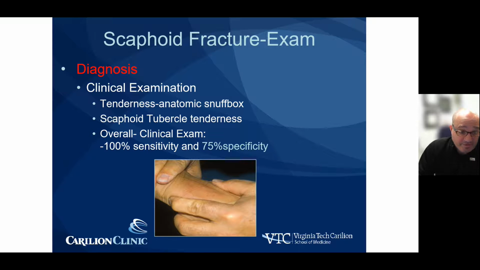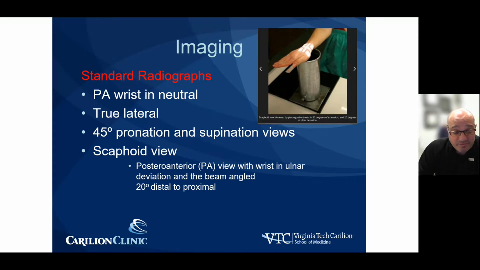As we move from our clinical exam to imaging, in our hand clinics here at Virginia Tech, we recommend doing 4 views in addition to a PA wrist in neutral. This includes a true lateral, a 45-degree pronation supination view, and a scaphoid view. Remembering the scaphoid view is a PA view with the wrist in ulnar deviation with the beam angle at 20 degrees from distal to proximal.